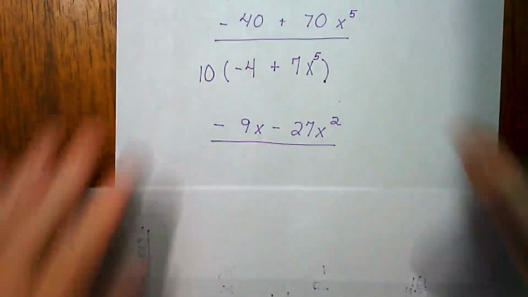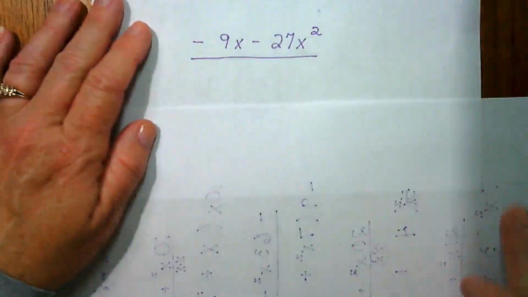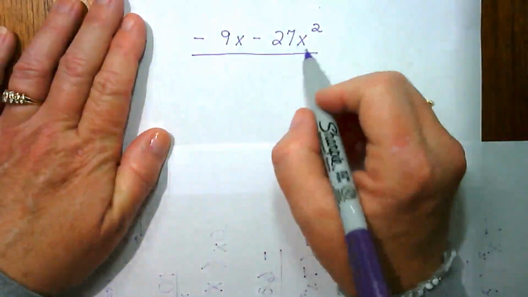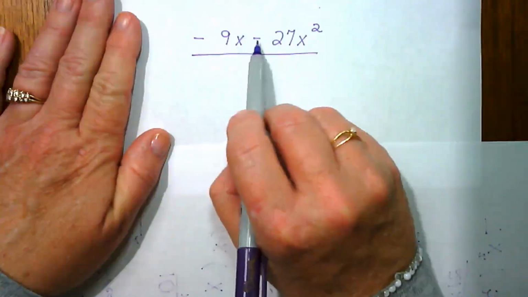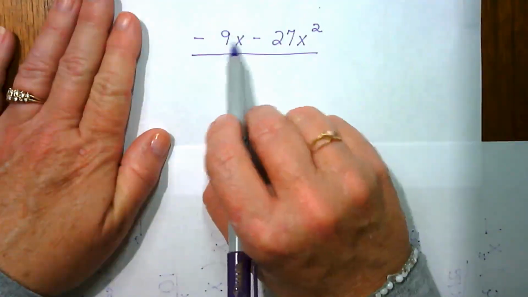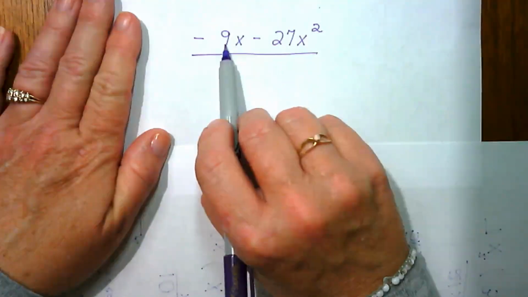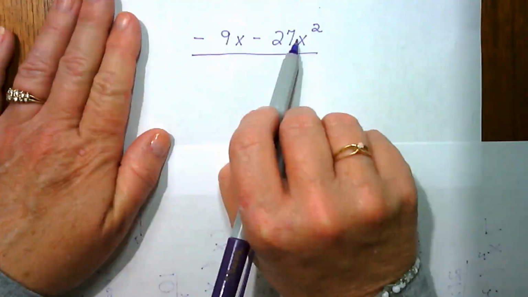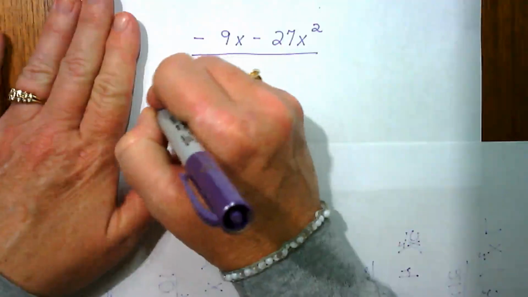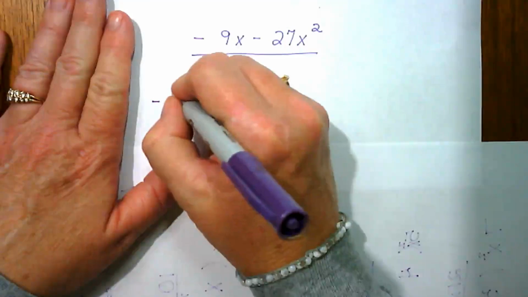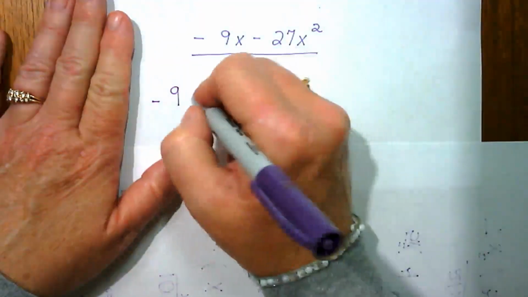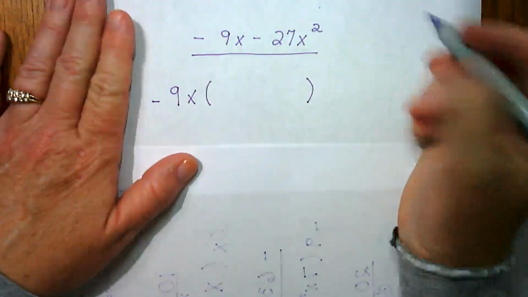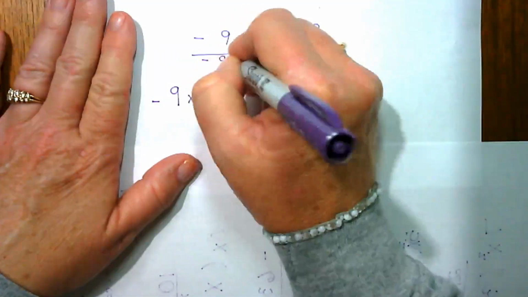All right, last one. Negative 9x minus 27x squared. They both have a negative. They both have a factor of 9, because 9 times 3 is 27, and they both have an x. So I'm taking out a lot this time. I'm taking out a negative, a 9, and an x. All right, so I'm dividing everything by negative 9x.